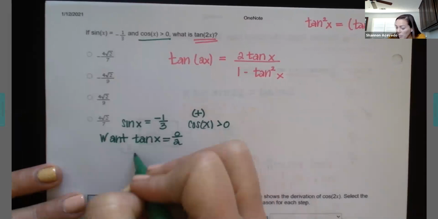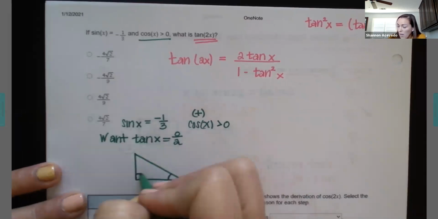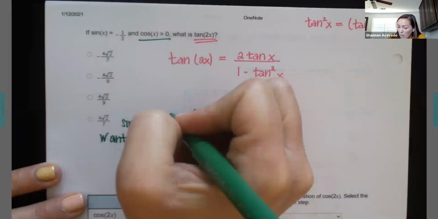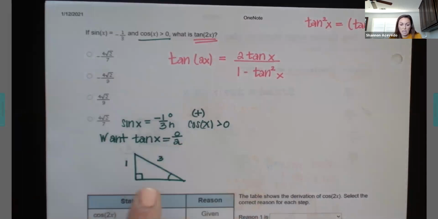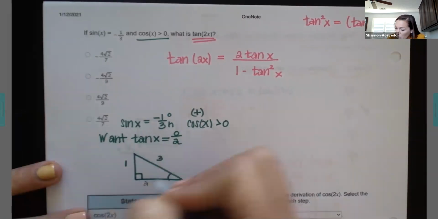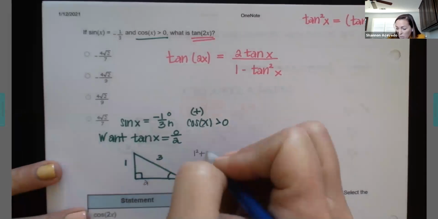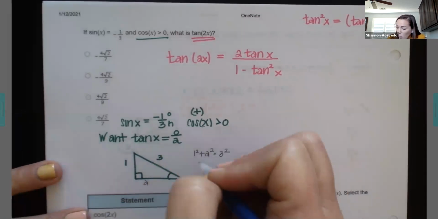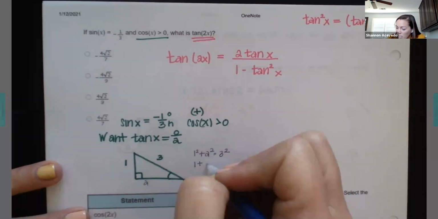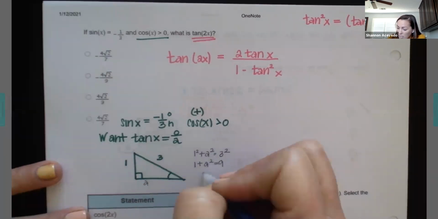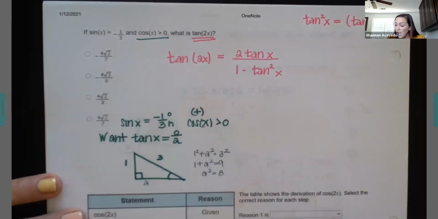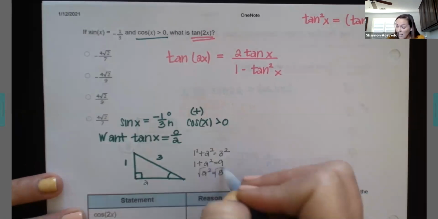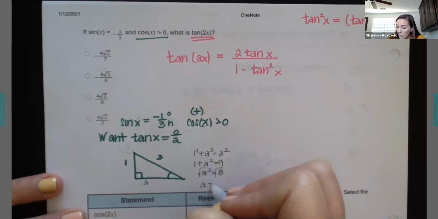So I draw my triangle. I have my opposite over my hypotenuse. So I have a 1 and a 3. I need to figure out this missing side over here. No big deal. 1 squared plus my adjacent side squared is equal to 3 squared. 1 plus my adjacent side squared is equal to 9. My adjacent side squared is equal to 8. I take the square root and I have that my adjacent side is the square root of 8.